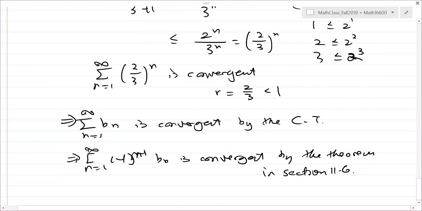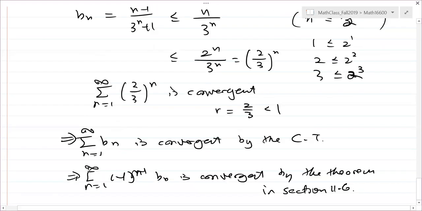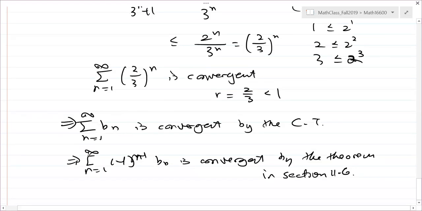11.6, not 1.6. By the sixth, that's the first theorem. Because the absolute value of each term gives a new series, and that series converges. But you can also show that the series BN converges using the ratio test.